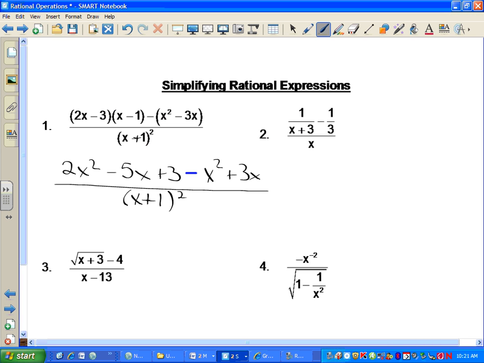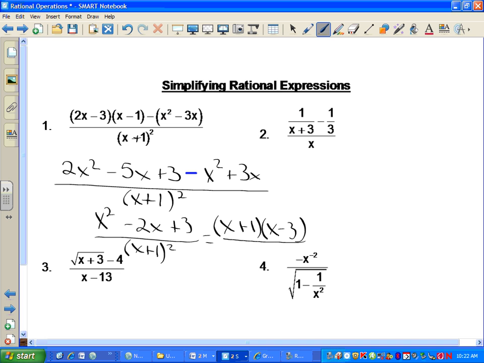Now I can collect like terms. The 2x squared minus the x squared is just 1x squared. The negative 5x plus the 3x gives me minus 2x, and then we have the plus 3 at the end over the x plus 1 squared. So you might think you're done, but if you notice, the top is factorable again. So this factors to, what's it factor to? x plus 1, x minus 3, I believe, over the x plus 1 squared.